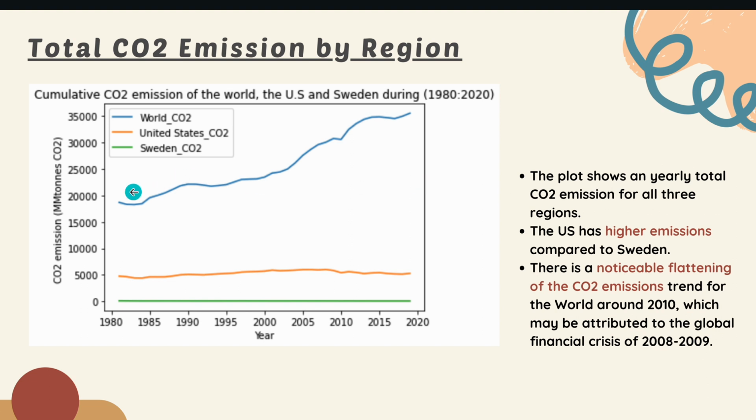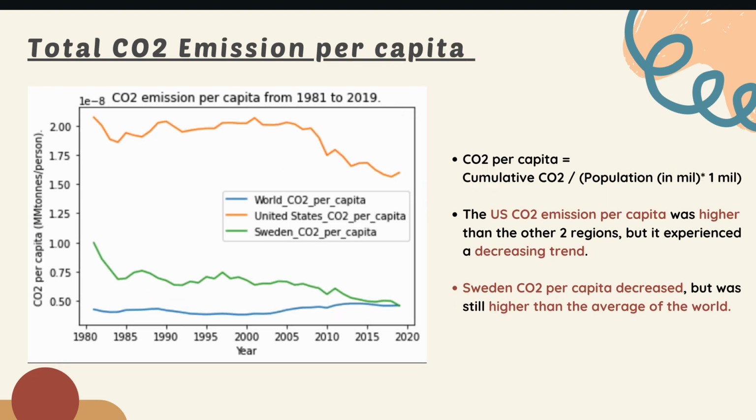So, total CO2 emission by region. Here we can see that the total CO2 emission of the world is the highest and it increased over the years. However, the CO2 emission per capita of the world is actually the lowest. So which means that an average person in the world produces less CO2 than an average person in the United States or a person in Sweden.